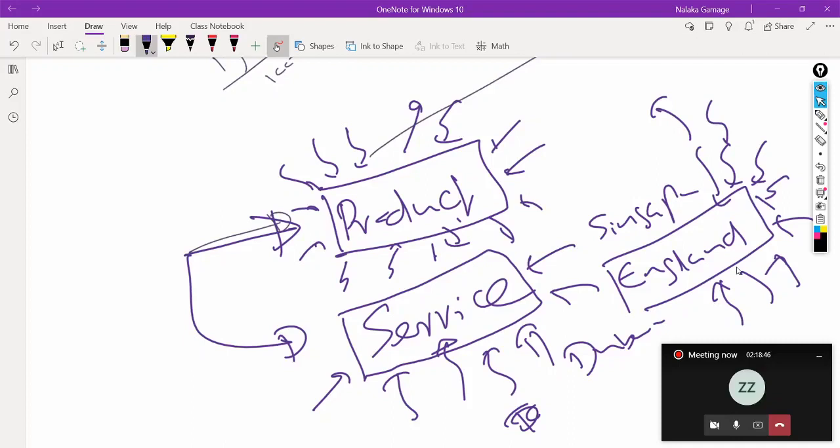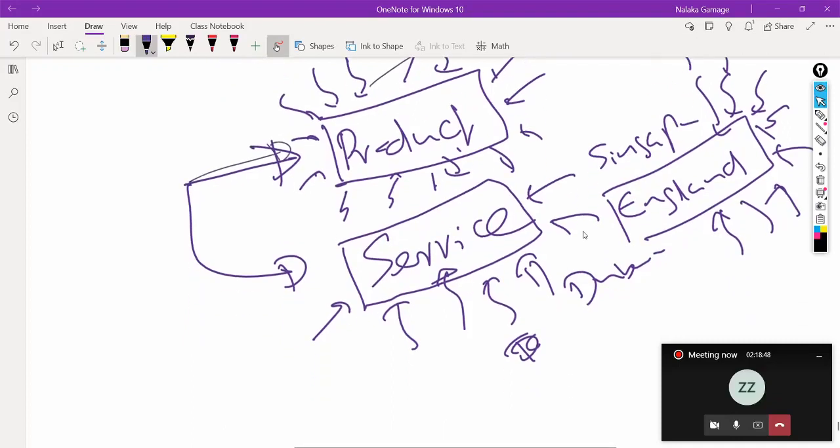So that is the service industry. The software field is also a service industry. Information technology is again a service industry. You also know which field earns the most income in Sri Lanka.